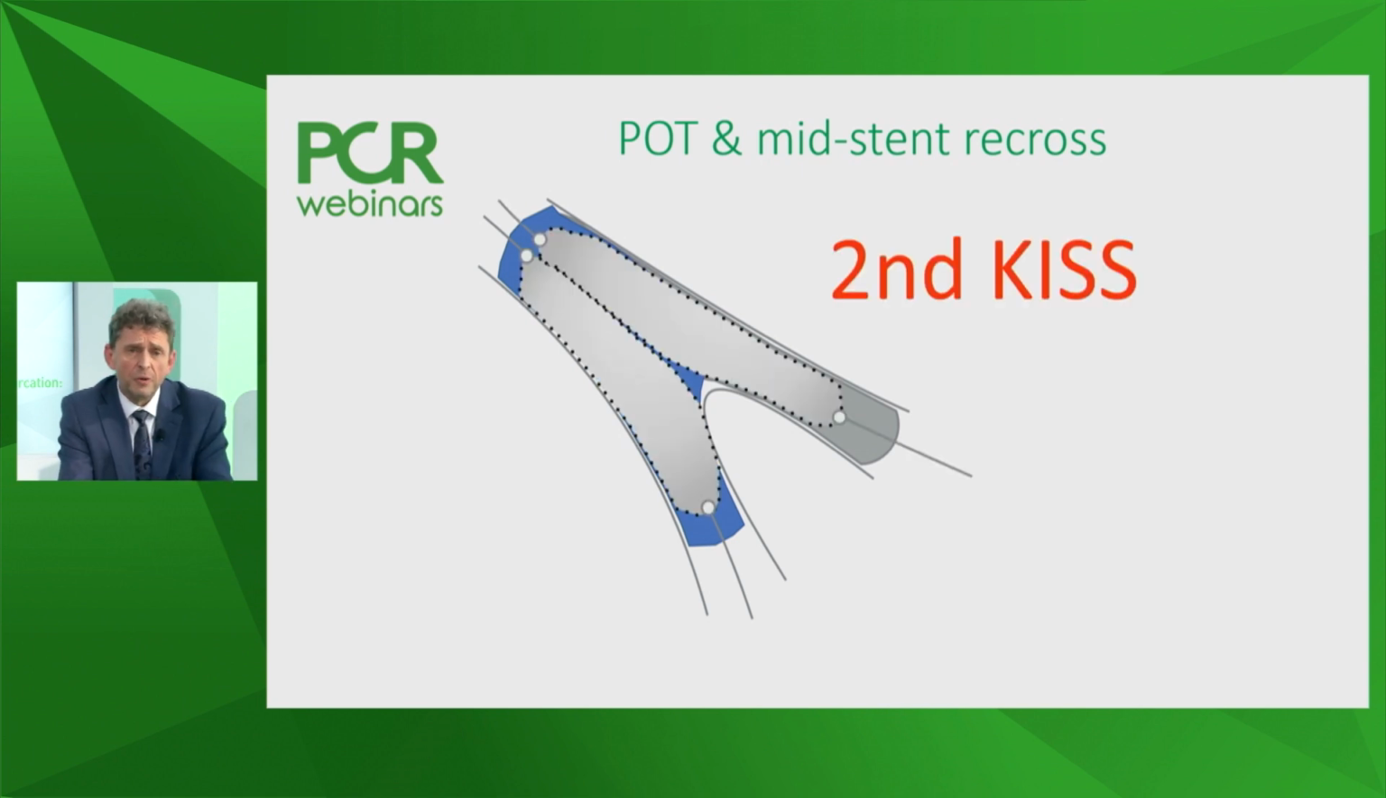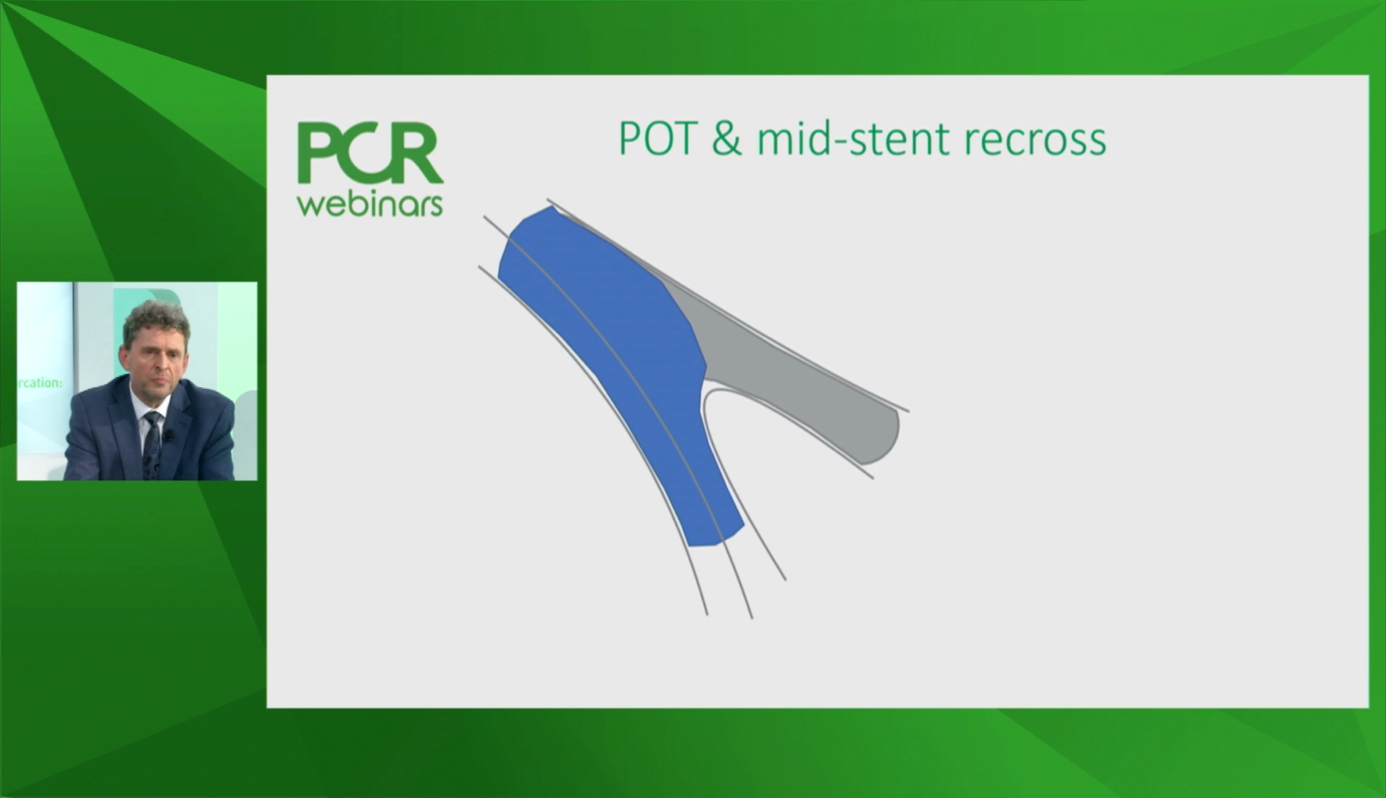So going back to the procedure, you rewire again. What you see now, 2 balloons sized according to the distal reference. You may go high pressure. It's very desirable to use short non-compliant balloons, of course, without any protrusion outside the stent. And I think it's also good to finalize with another POT, with an adequately sized NC balloon in the main vessel.